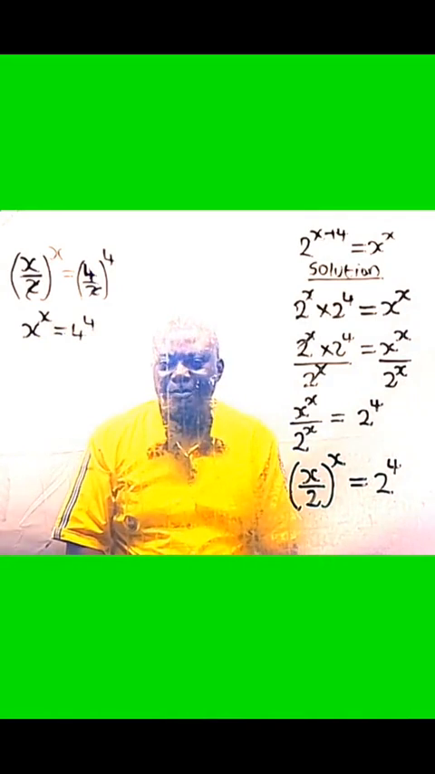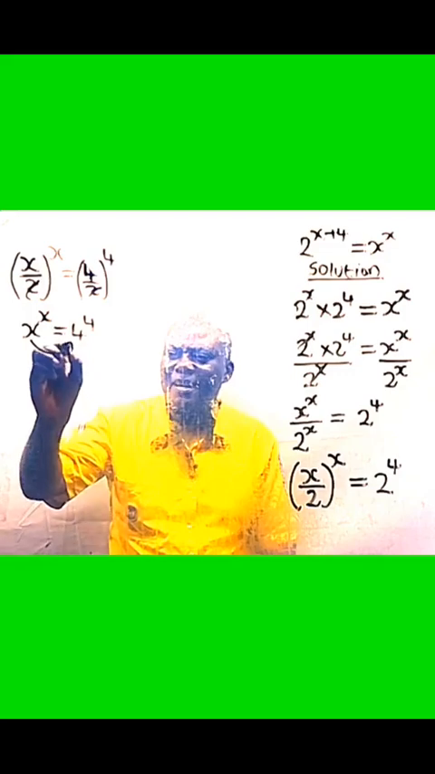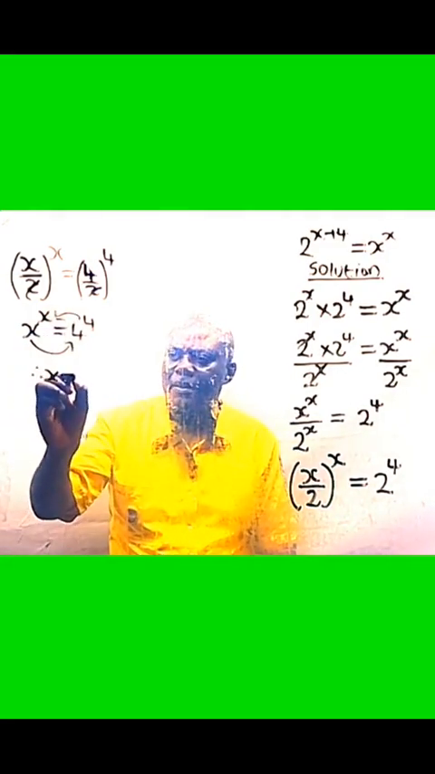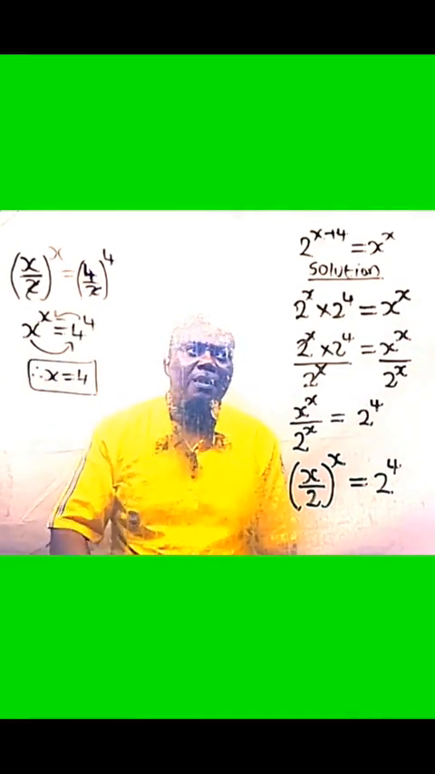Can you see it here? The base and the power are the same. Therefore, in any case, x is 4 and 4 is x. Therefore, x will be equal to 4. And that's the final answer.